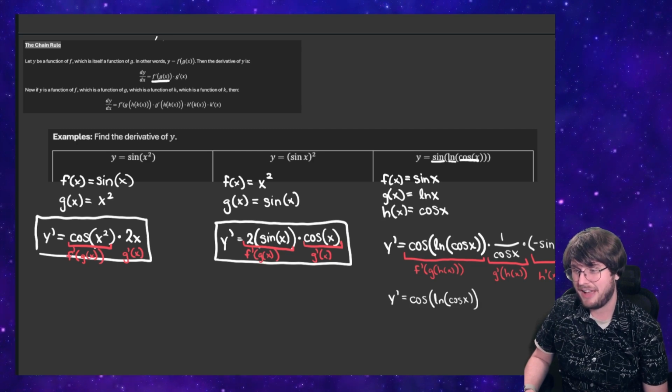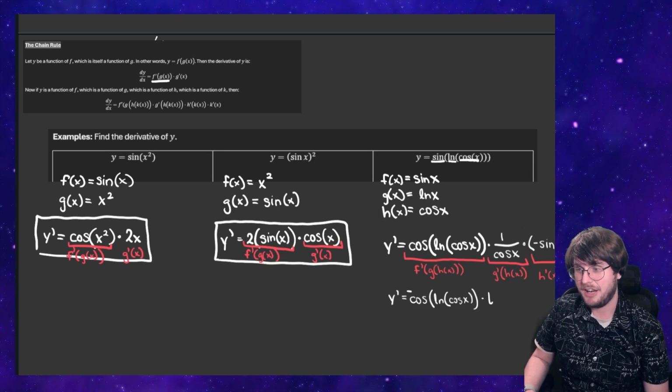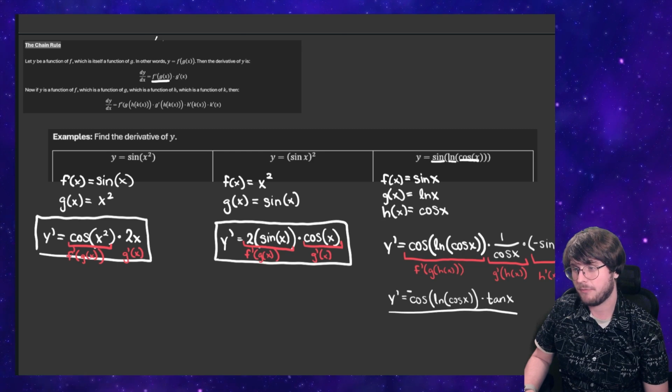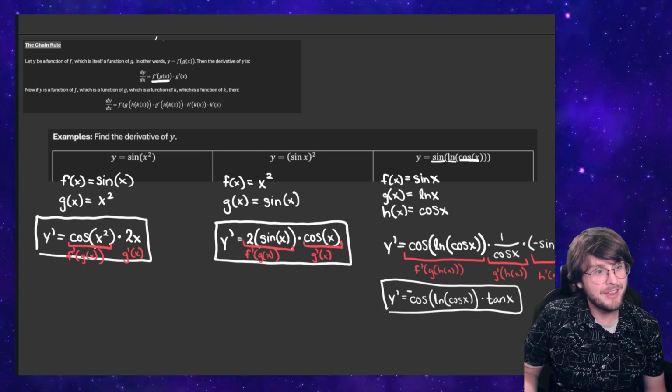Not much we can do about that term, but we can multiply this by a nice crispy, well, I kind of forgot the negative sign. I'll put that out here. A nice crispy tan x, just to shorten things a little bit. Not much, but it's honest work. All right. And so that's chain rule.